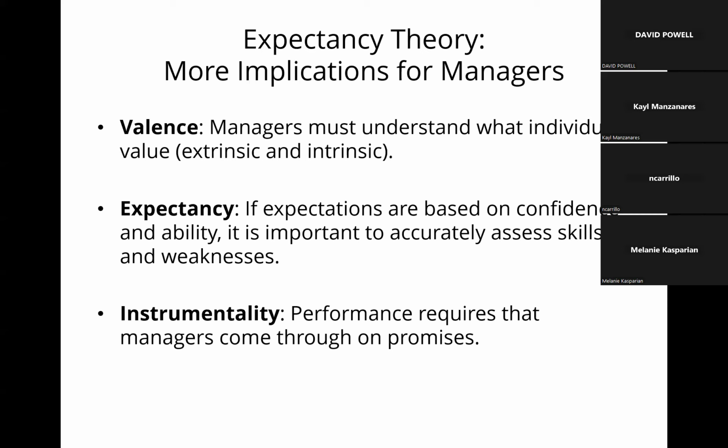The second implication for managers is expectancies. We have to understand the confidence on the part of our employees that, yes, if they put forth this effort, if they come in and work on the weekend, that will result in them being able to get the project done by Monday morning. And then we also have to understand instrumentality: if managers promise an outcome, managers must come through on those promises. They must deliver on what they have promised to their employees. So it's important for managers to understand valence, expectancy, and instrumentality, and understand that every employee is going to value things differently.